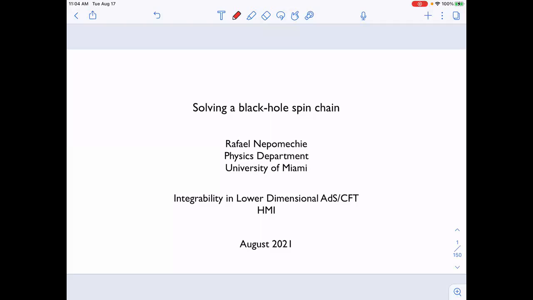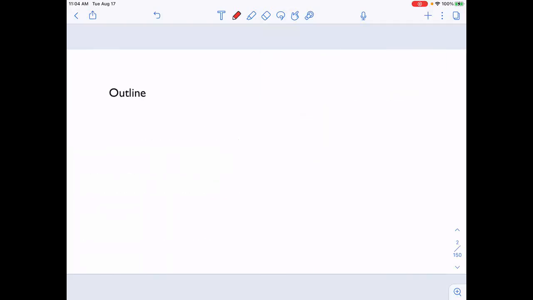So thank you to all the organizers for the invitation. An apology that I'm not exactly on the topic, but I think I'm not the only guilty one here. So yes, the title is Solving a Black Hole Spin Chain. And the outline is very straightforward. I'll begin with a brief introduction, and then I'll describe a model and the solution to the model, and then a few bonus results that came out of solving this model, and then finally a brief outlook.